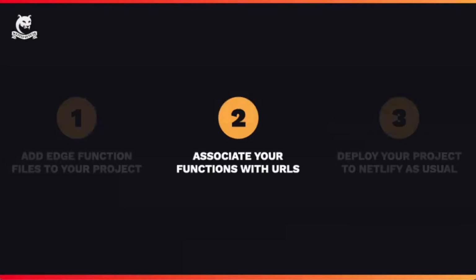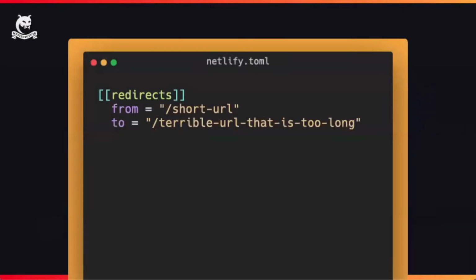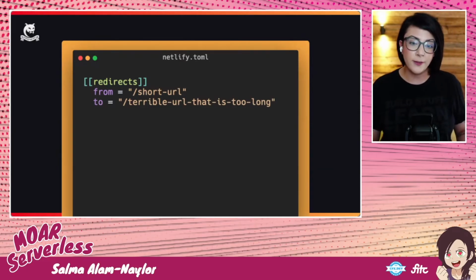So step 2 is to associate your functions with URLs. So if you've got a project on Netlify, you've most probably got a netlify.toml file. And the netlify.toml file is a configuration file that specifies how Netlify builds and deploys your site, including redirects, branch settings, and more. It's version controlled and allows new team members to get set up with no config required. Here's a netlify.toml file that's already got a redirect set up, redirecting from a nice clean short URL to a terrible URL that is too long.